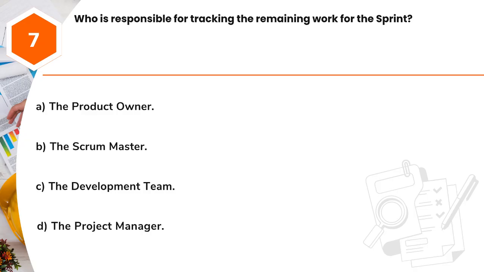Question 7. Who is responsible for tracking the remaining work for the sprint? A. The product owner. B. The Scrum Master. C. The development team. D. The project manager.